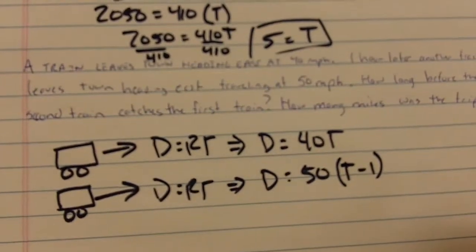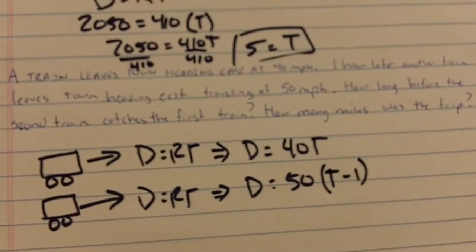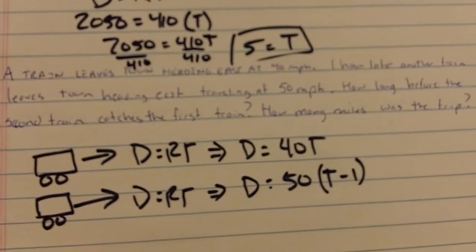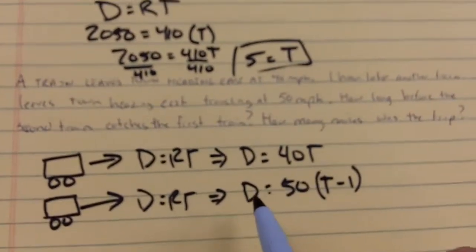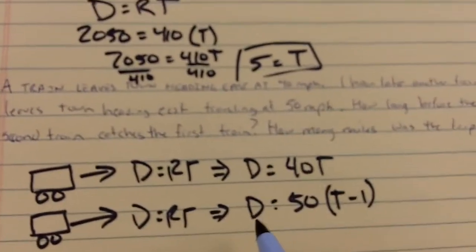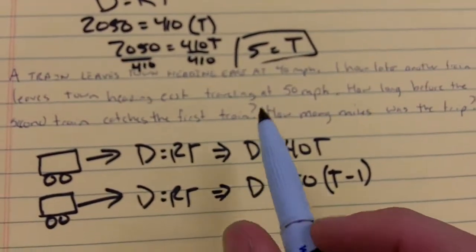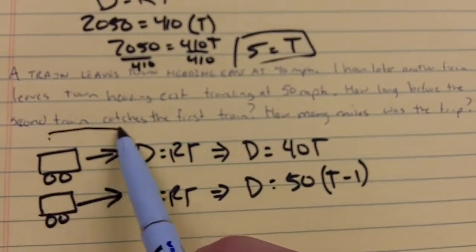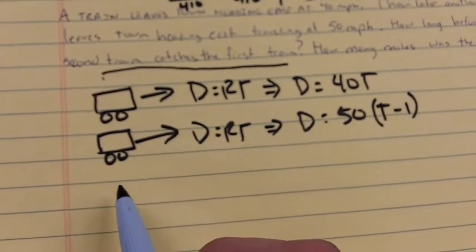Is there any way to relate these two things? My problem is this. How long before the second train catches the first train? So I need to figure out a t. And how many miles was the trip? So I've got to figure out a d also. What's the relationship between these two things, though? The relationship, and you'll see a lot of problems like this, is that you want to know when the second train catches the first train. How does that do anything for me?